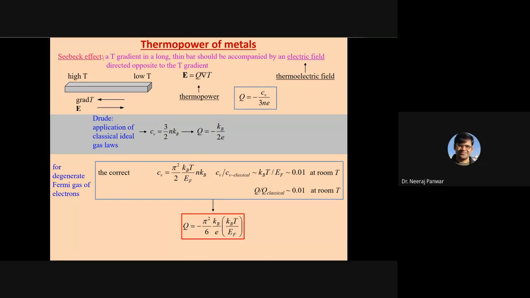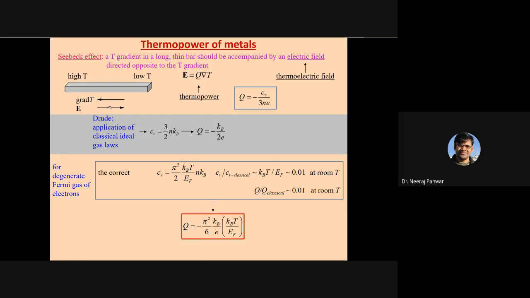If a metal has its two ends kept at two different temperatures, an electric field or electric voltage is generated, which is known as the thermopower, though it is a misnomer. You see here a long thin metal bar. This end is kept at high temperature T, the other end is kept at low temperature. So there is a temperature gradient.